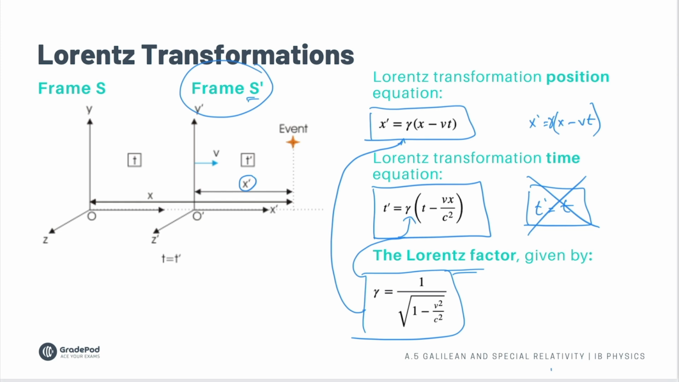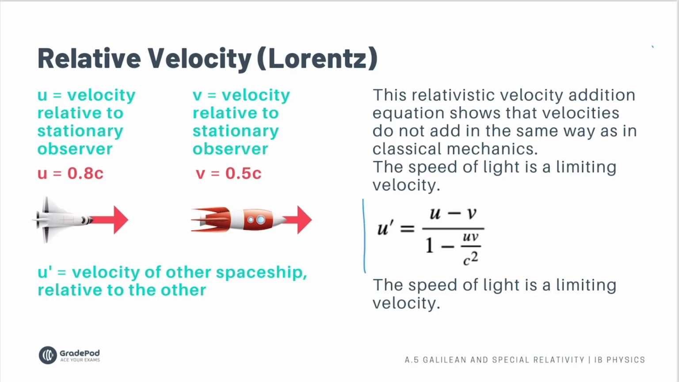You'll notice that we found equations for x dash, the position, and the time in a frame of reference that's moving at relativistic speeds compared to another frame of reference. But we haven't yet found an equation to find the speed of an object in this situation. We do have an equation for relativistic frames of reference to find the speed. And this equation shows that velocities do not add the same way as in classical mechanics, because the speed of light is a limiting factor here.